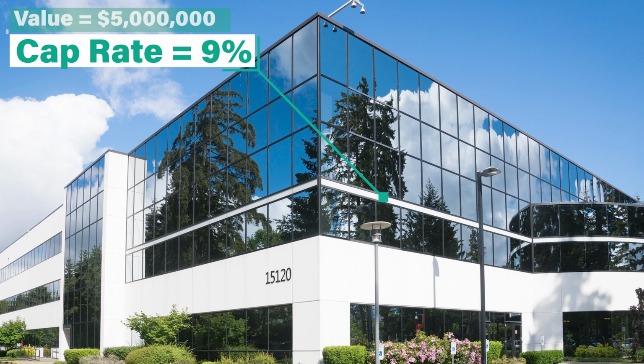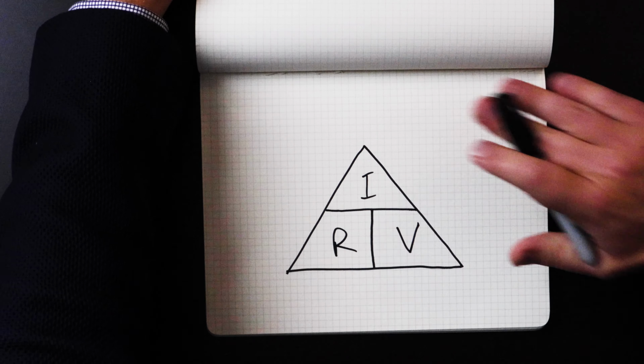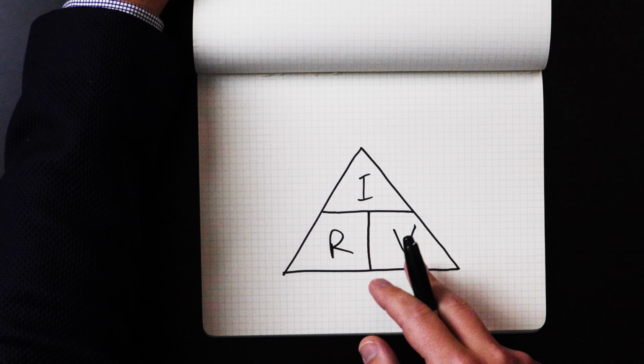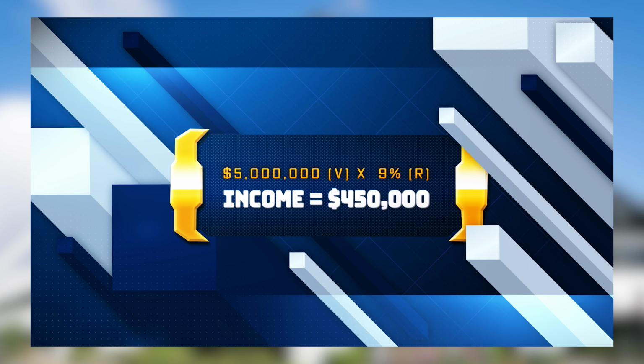Last example, third property, let's say there's a building with a value of $5 million and you know that the cap rate is 9%. So you're trying to solve for the income. Well, cover up the I and you'll see you need to multiply cap rate by the value. So in solving the income for this one, it will work out to $450,000.